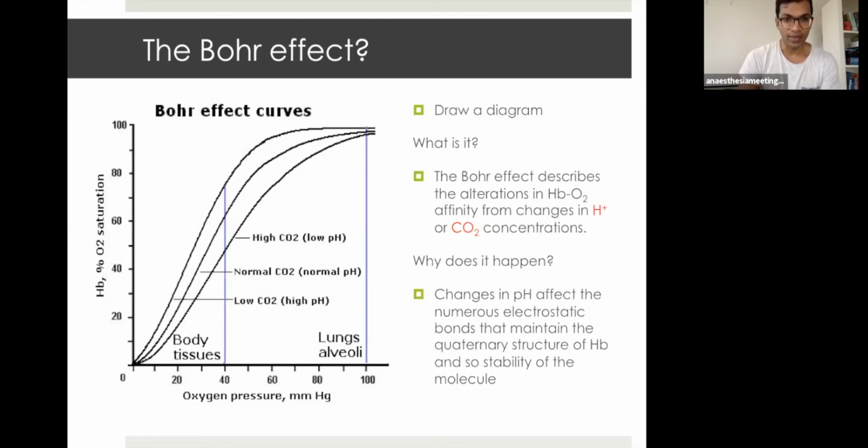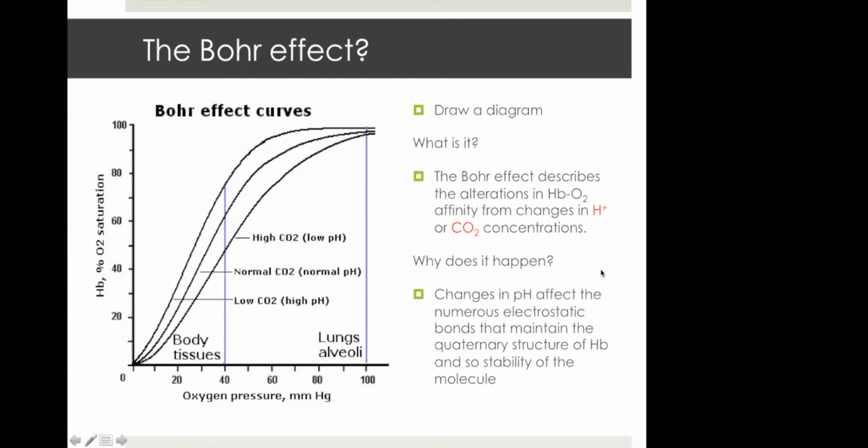But yeah, all I said for this was changes in pH affect the numerous electrostatic bonds that maintain the quaternary structure of HB, and so the stability of the molecule. But your answer sounds very familiar. I'm sure you're right about that. That's good. Another way of putting it, though, that's nice and succinct, saying that's what happens to the bonds.